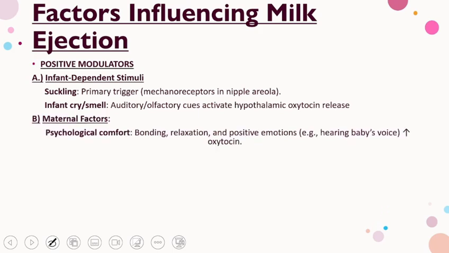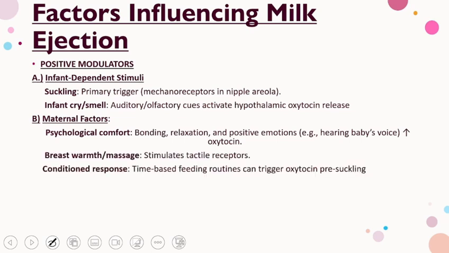Next is maternal factors. Maternal factors could be like psychological comfort, that means what type of bonding, or the depth of the bonding between mother and child, and relaxation also, how relaxed the mom is, and positive emotions like hearing the baby's voice. All these things will increase the oxytocin. And next is breast warmth or massage, that will also stimulate the tactile receptors present in the breast.